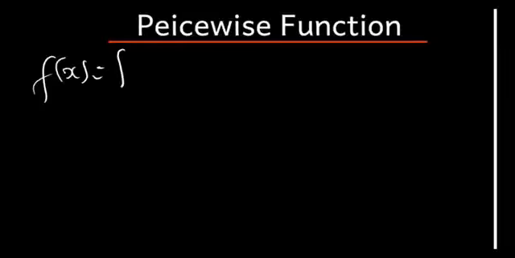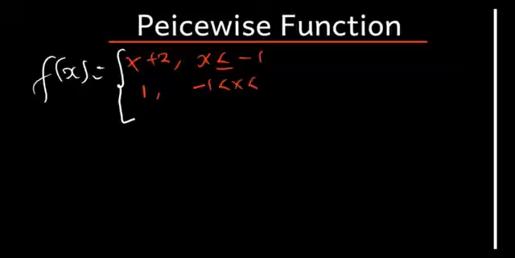Okay, so you're going to have maybe more than one function. Let's say we have got x plus 2, then the domain is x is less than or equal to negative 1. So each function has got its own domain. Okay, so we have 1, then comma, negative 1 is less than x, x is less than 1. Then we also have x squared, then comma, x is greater than or equal to 1.